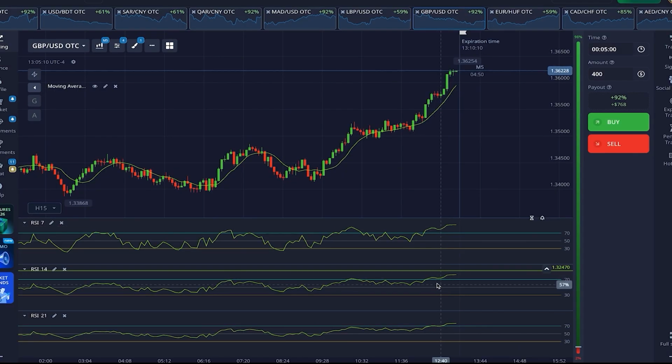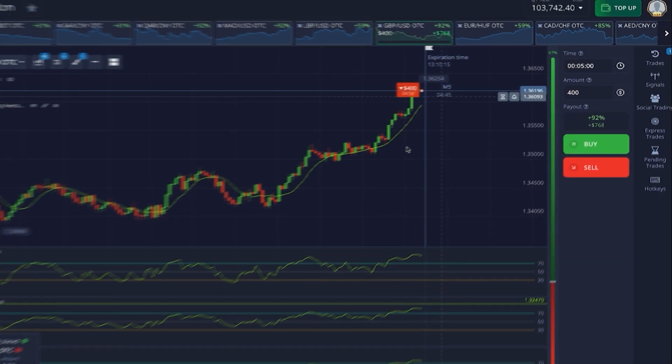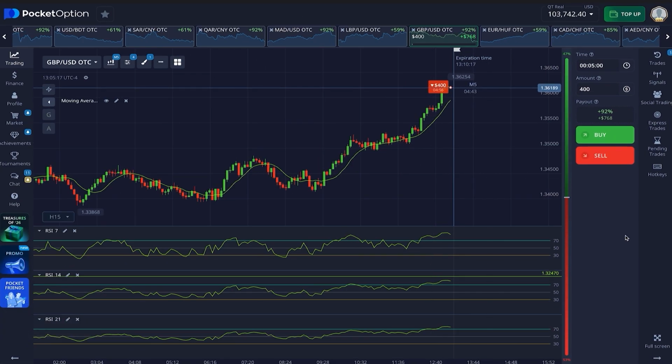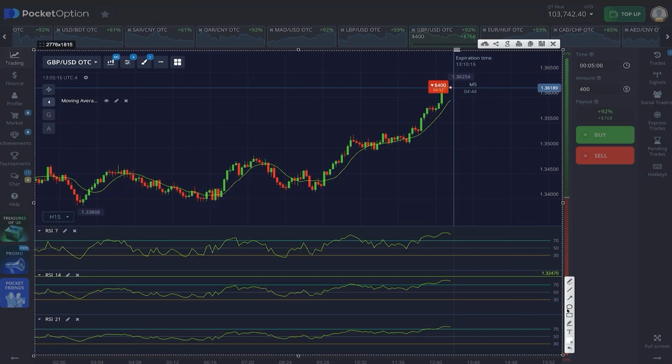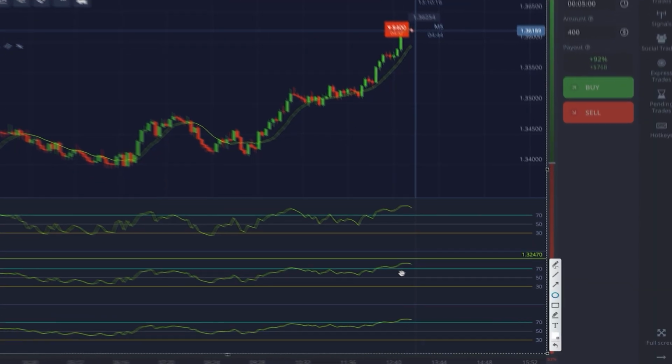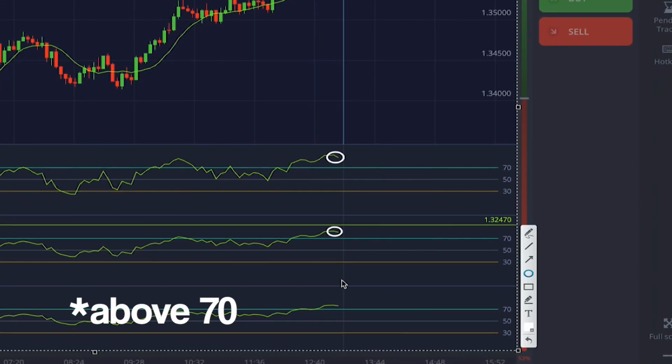So guys, we see a situation here. We open a 5-minute trade for a decrease here. Looking at the chart, we see that all 3 indicators comply with our rules. Let me take a screenshot, explain, and then we'll wait for the trade to close. Let's take a look. The first, second, and third RSI are above 70 in the overbought zone.